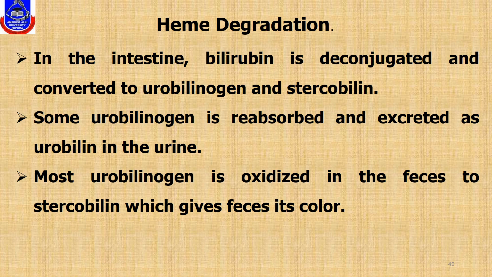In the intestine, bilirubin is deconjugated and converted to urobilinogen and stercobilin. Some urobilinogen is reabsorbed and excreted as urobilin in the urine. Most urobilinogen is oxidized in the feces to stercobilin, which gives feces its color.